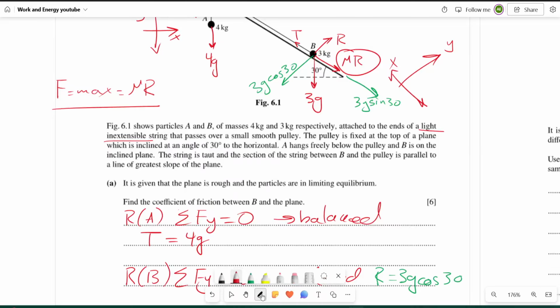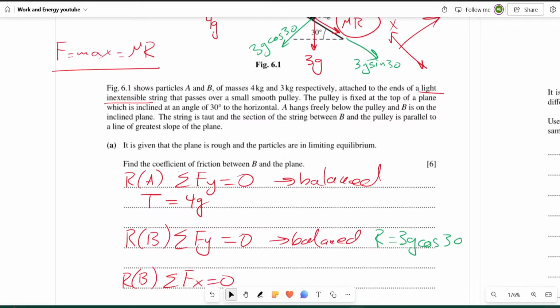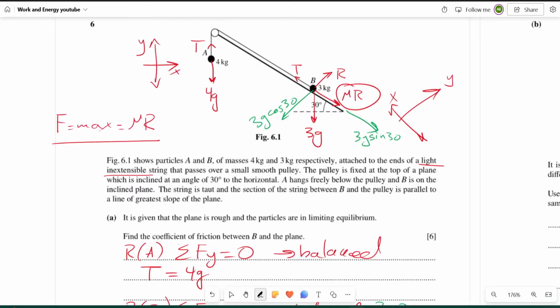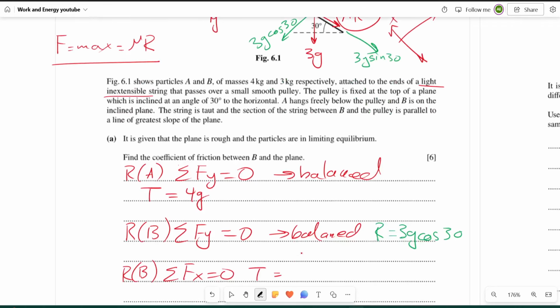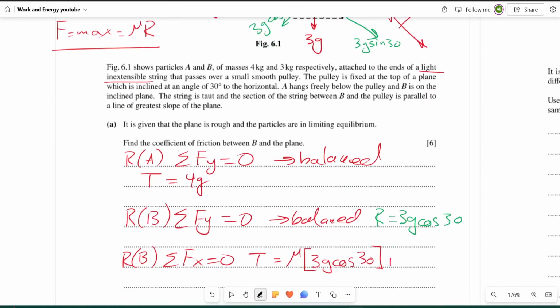Now let's resolve in the x direction, resolving particle B. Sigma F of x is also 0 because the particle is not accelerating even in the x direction. So the forces up equal the forces down. Tension equals the forces down, which is mu times R. What is R? Previously it's 3g cosine 30. And another force that is down is 3g sine 30.